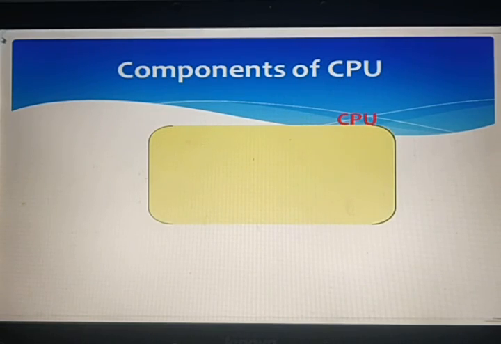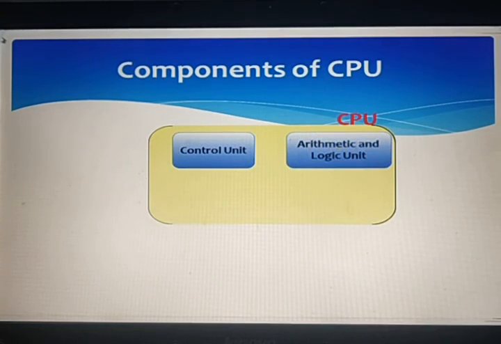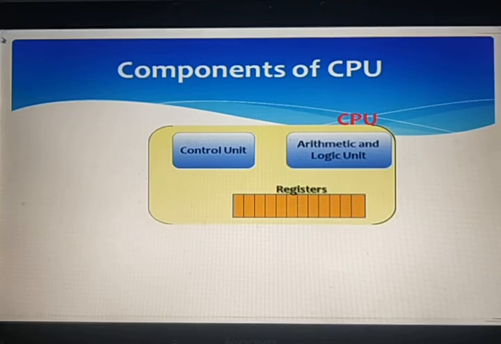CPU is divided into three sections: control unit, that's known as CU, arithmetic and logic unit, that's ALU, and register. It is also known as cache memory. It is present between the RAM and processor.